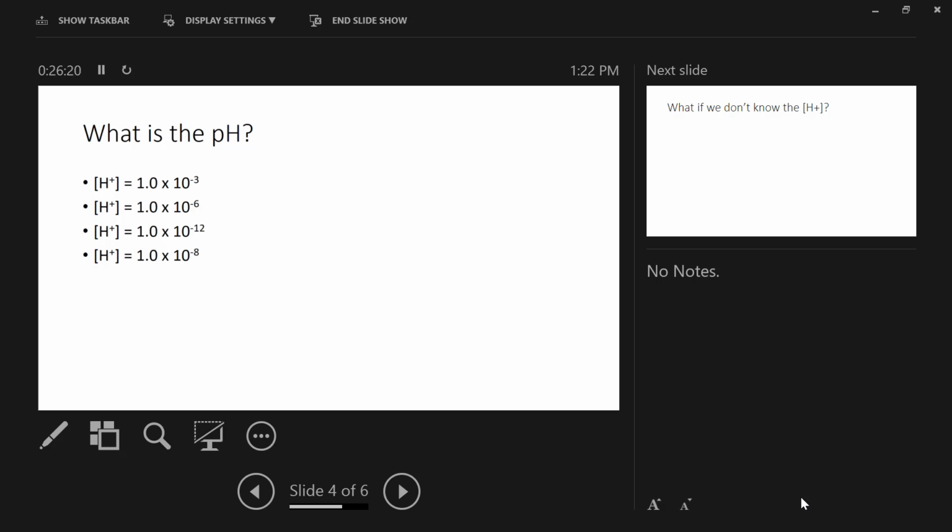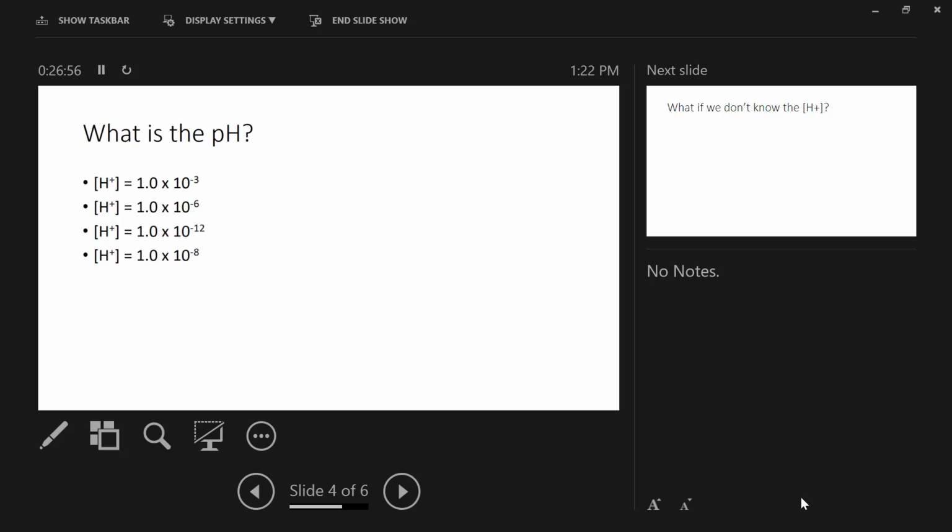If these two numbers are the same, y better be negative 6. Because the only way to make something base 10 equal 10 to the minus 6 is for the exponent to be the same thing. Right? And then we've got to change the sign because we have this negative out in front. Because whoever developed the pH scale didn't want to deal with negative numbers. And these are really small concentrations.